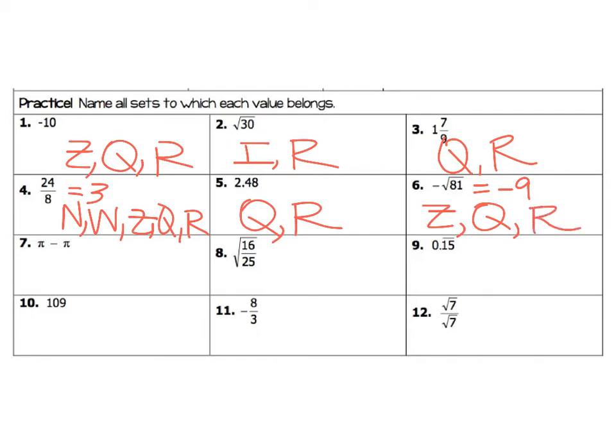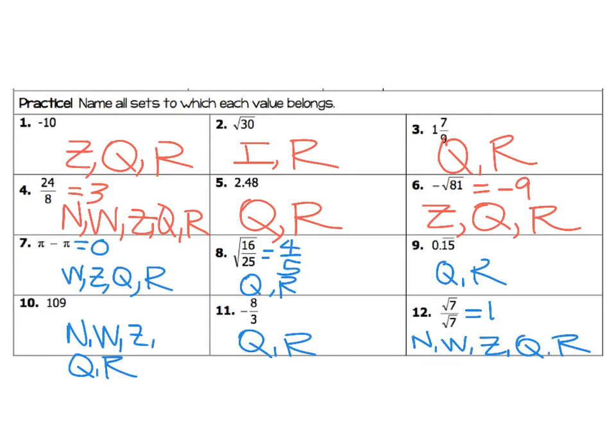Alright, now what I want you to do is pause the video. When I say go, pause your video and try to do numbers 7 through 12 on your own. When you come back, I'll have the answers written on the screen. You can check your answers and we'll go through them together. Alright, so go ahead and pause your video now and try numbers 7 through 12.